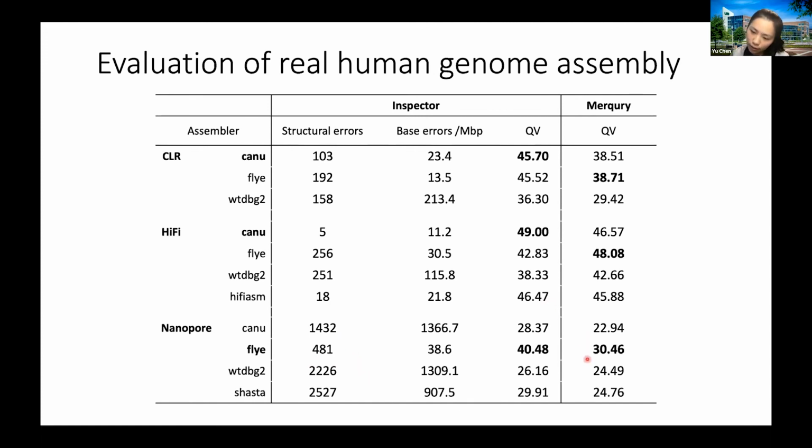And here in the HG002 assemblies, we also evaluated each assembly with Merqury. And here we list the quality score from Merqury's result. We compare the quality score by Inspector and by Merqury, and we see they are highly correlated, even though they don't have exactly the same value because they are calculated by totally different algorithms.